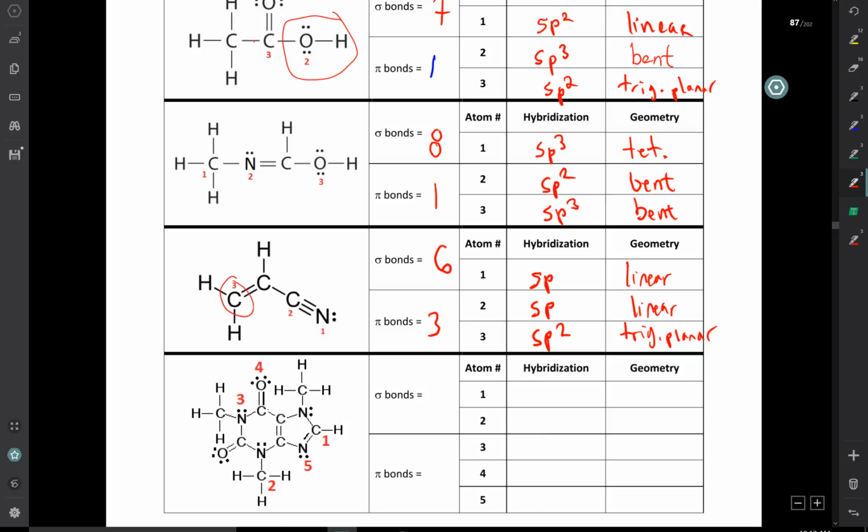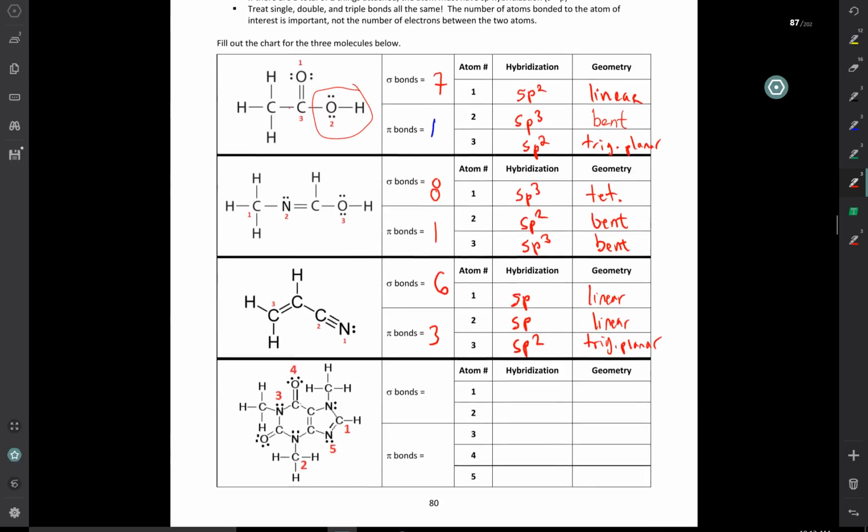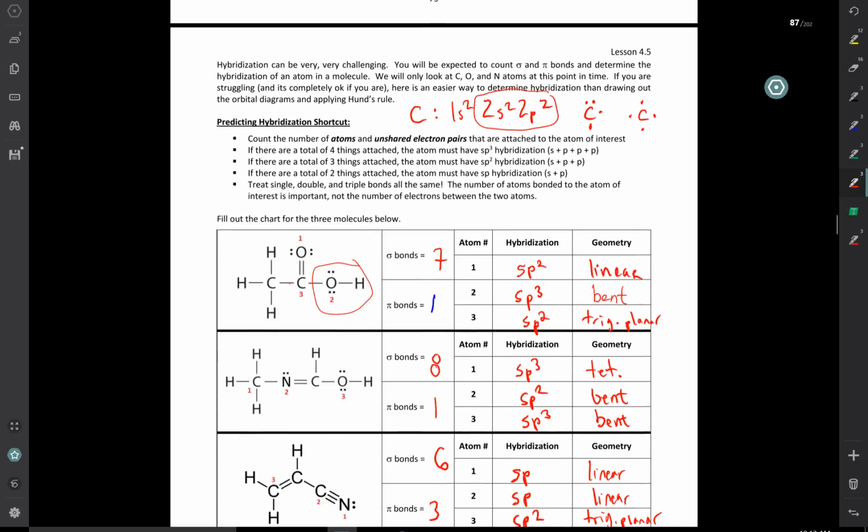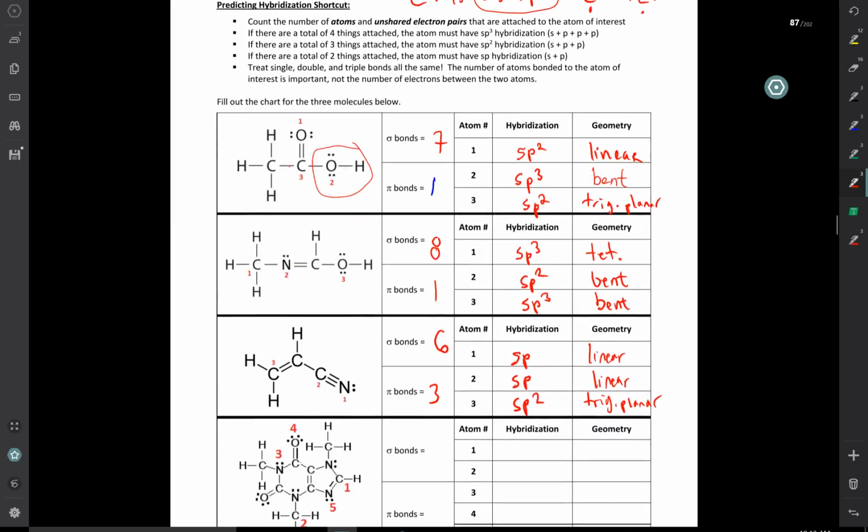The last atom in question is that carbon atom all the way to the left. I see 2 hydrogens bonded to it and a carbon, so that's a total of 3 things attached to that carbon atom in question, so that must be sp2 hybridization. And from a geometry perspective, I've got 3 things bonded to the central atom with no unshared pairs of electrons. That's going to give me the trigonal planar geometry. Okay, I'm going to leave that last one for you to play around with. You, of course, should check your answers online.